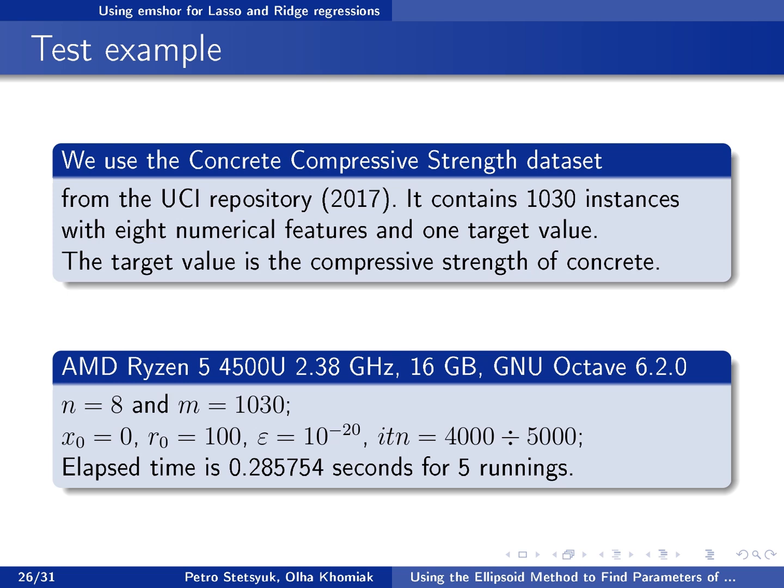The second part of the slide presents the result of the calculation performed on a computer with an AMD Ryzen 5 4500U processor with 2.38 GHz with 16 GB of RAM, and the Octave program version 6.20. In this example, there are 8 variables and 1030 measurements. The starting point x0 is equal to 0, the radius r0 is equal to 100, epsilon is equal to 10 to the minus 20th power. The number of iterations of the method varied from 4 to 5,000 depending on the values of p and q. Problem solving time was 28 hundredths of a second. This is for 5 program runs at different values of p and q. The results of the program are shown in the table on the next slide.